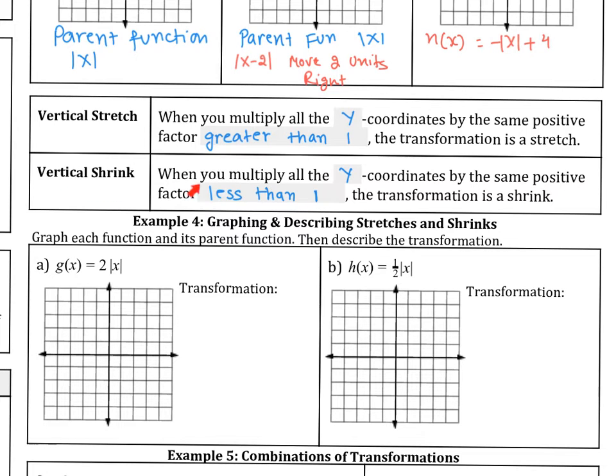Vertical shrink means when you multiply all the y coordinates by the same positive factor but they are less than 1. So any factor that is 1 over 2, 1 over 3, 0.1, 0.2, 0.3, and so on and so forth. If you multiply with those values, then it's going to be a vertical shrink graph.